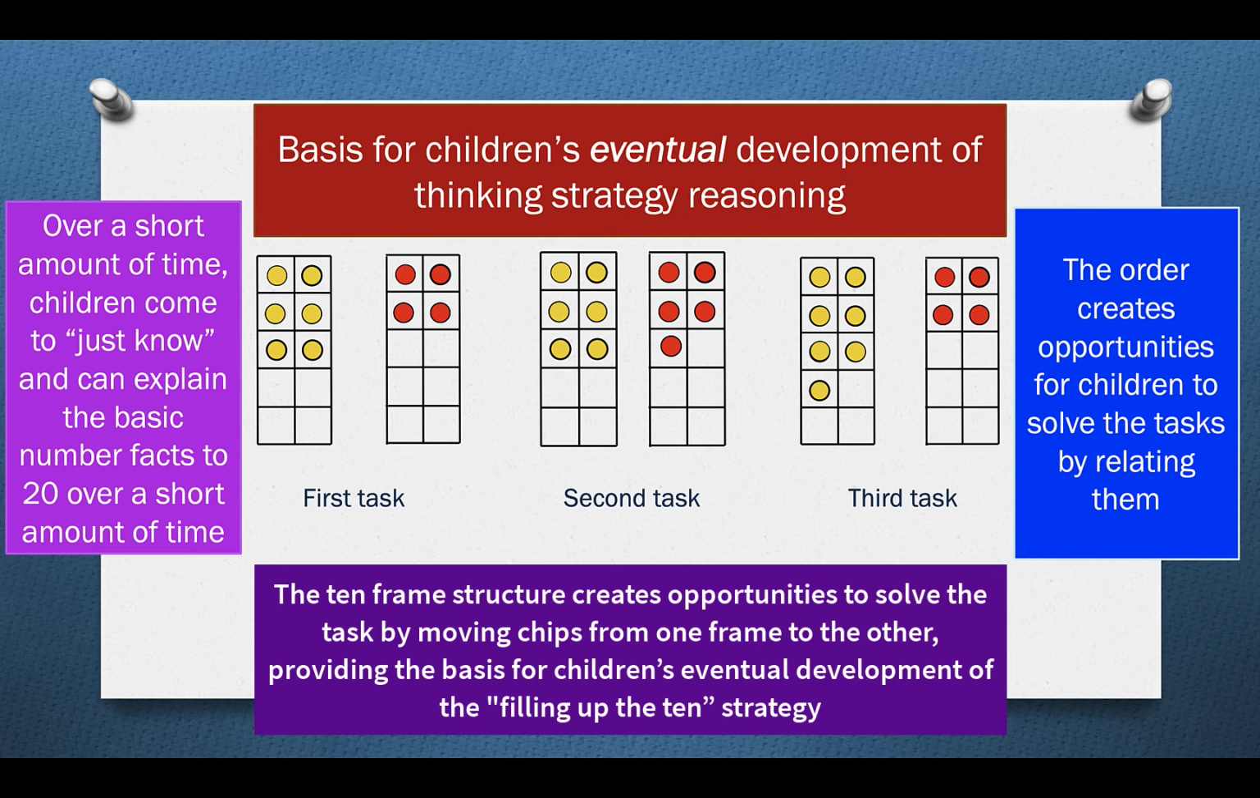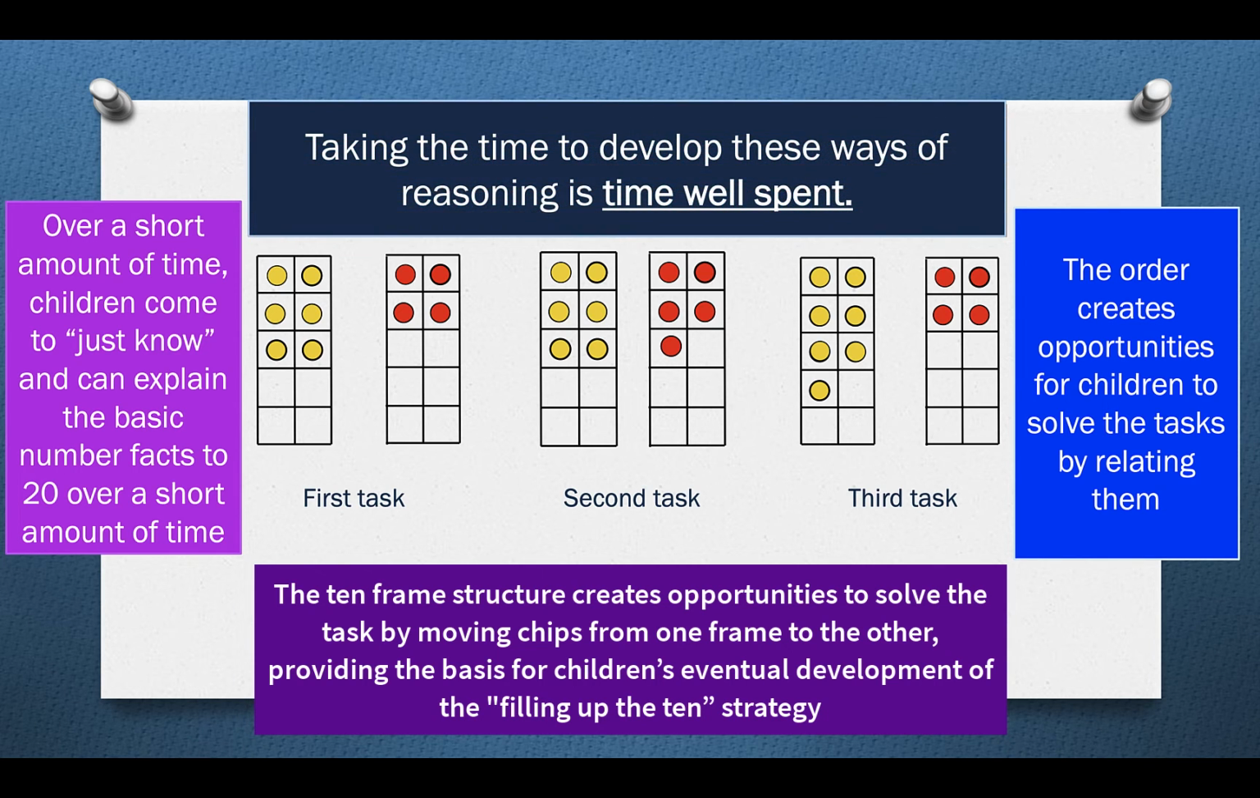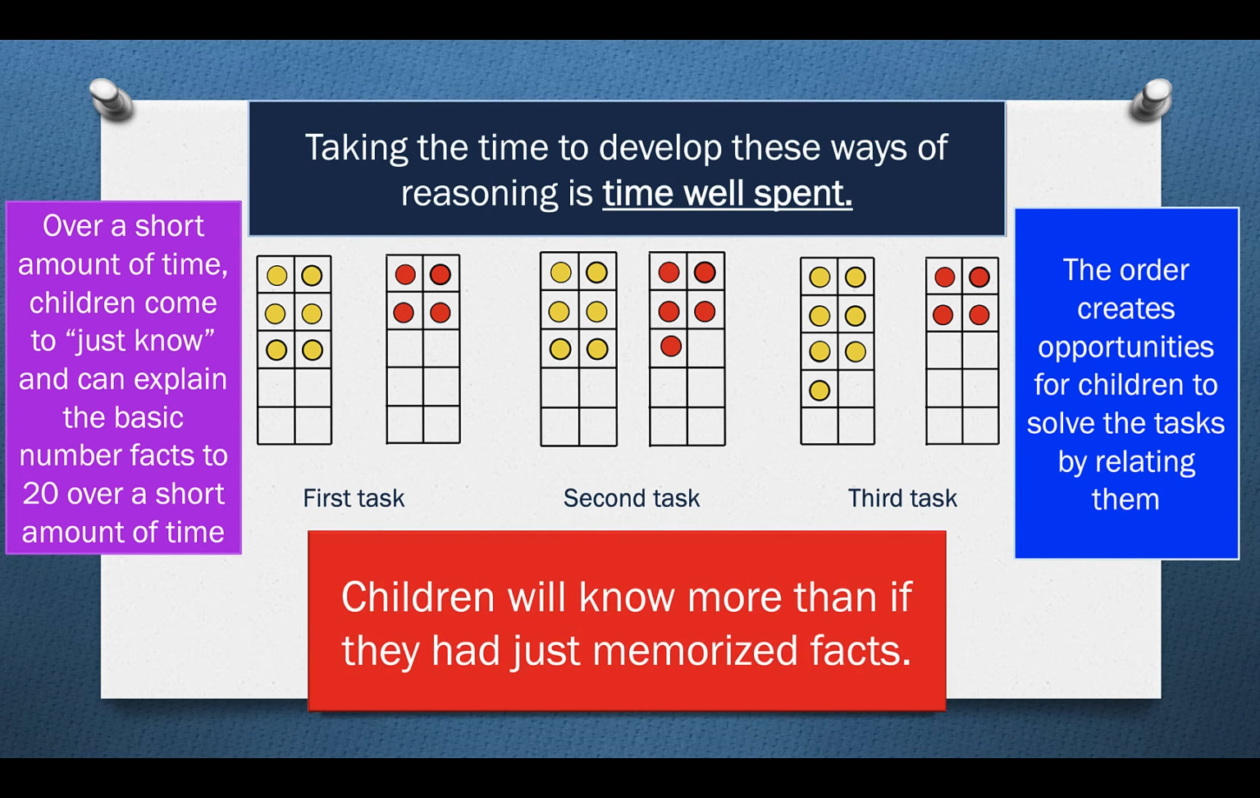In other words, the child has a well-developed set of number relationships that he or she can use in flexible ways. Another way to say it is that this approach to developing number facts to 20 provides children with a basis for a broad and flexible range of mathematical reasoning. And in this sense, taking the time to develop these ways of reasoning is time well spent. The child is building up a mathematical world that he can navigate in a variety of ways. As such, the child knows far more than if he simply memorized number facts. For this reason, we urge teachers to plan sequences of this type.